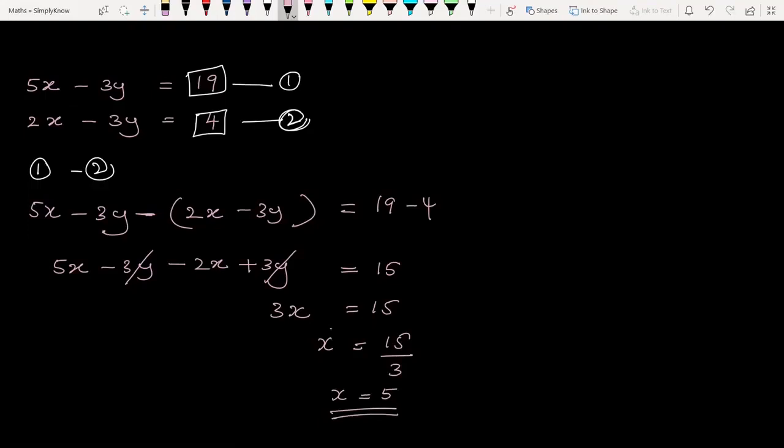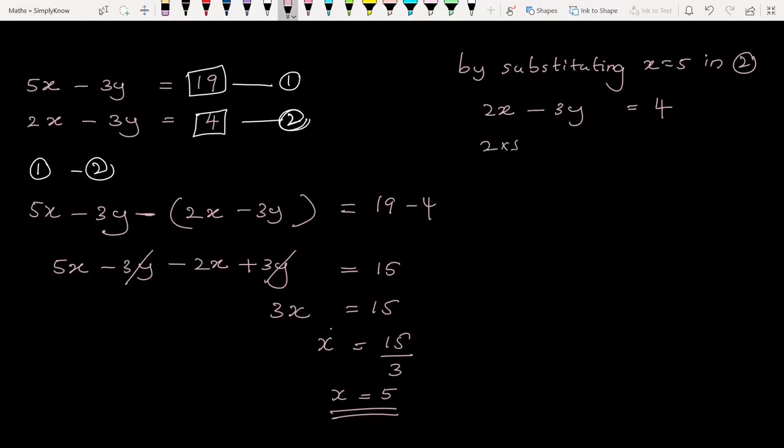Now we need to find the value of y. We have already found the value of x. So by substituting x equals 5 in, I'm going to select the second equation now. So what is my second equation? It's 2x minus 3y equals 4. So this is our second equation. 2x minus 3y equals 4. x is 5. So 2 times 5 minus 3y equals 4. 2 times 5 is 10. 10 minus 3y equals 4.